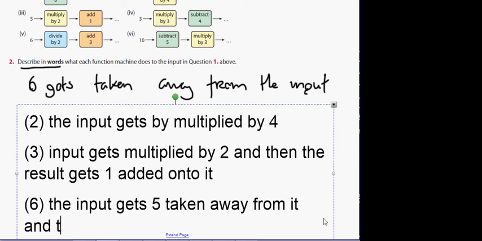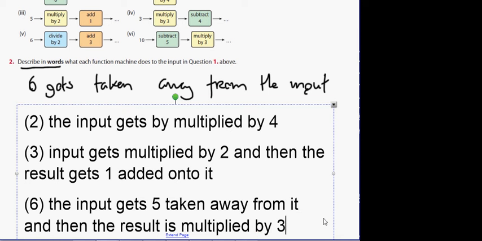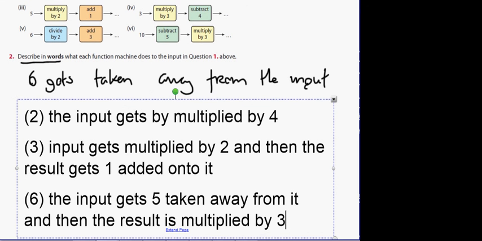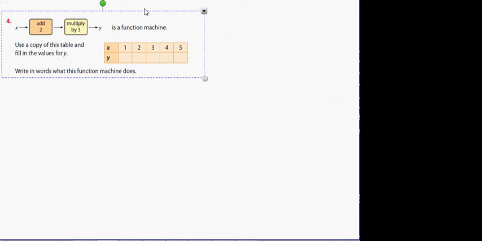And then the result is multiplied by... Handy enough, isn't it? Not too bad. Okay, it's just something different. That's what probably catches people out. Will I leave that up or move on? Right, number 4.